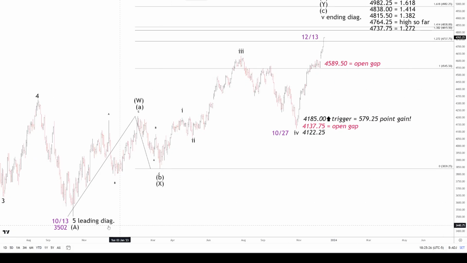Okay, you can see there's that leading diagonal triangle. There's that W, the X, and the Y. And you can see here we've got a 1, 2, 3, 4. 4 overlaps 1. That makes it an ending diagonal triangle right there.